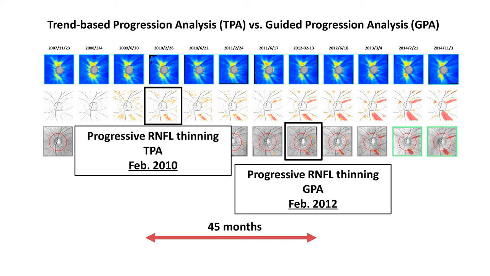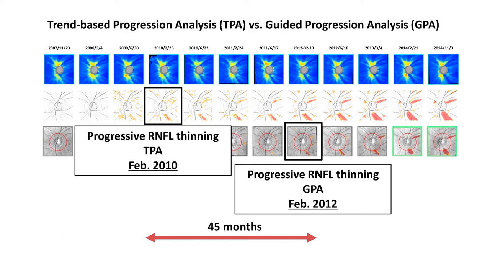GPA stands for guided progression analysis, which is an event-based analysis, which is available here in the Carl Zeiss device, the Cirrus OCT. Here, see the time gap is 24 months. Sorry for the typo here. So with TPA, or a trend-based progression analysis of retinal nerve fiber layer, we are able to detect change of the retinal nerve fiber layer 24 months earlier than event analysis of retinal nerve fiber layer thickness.